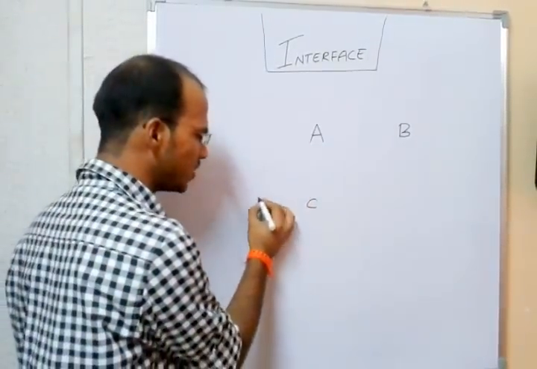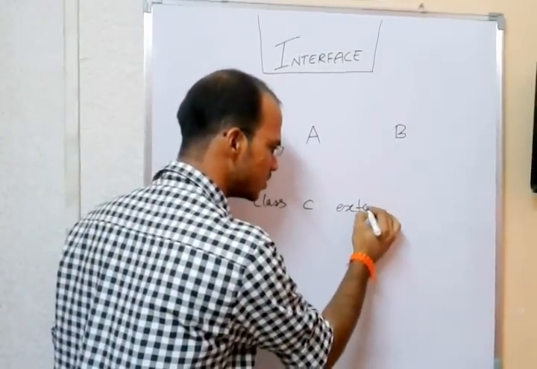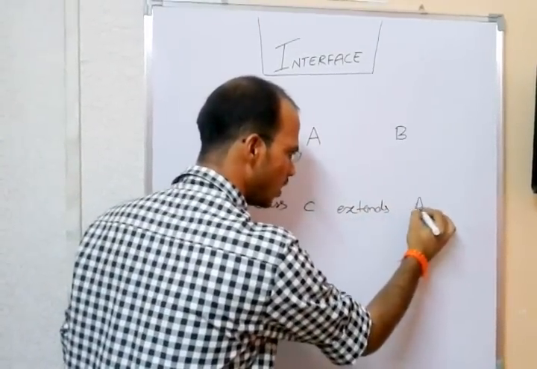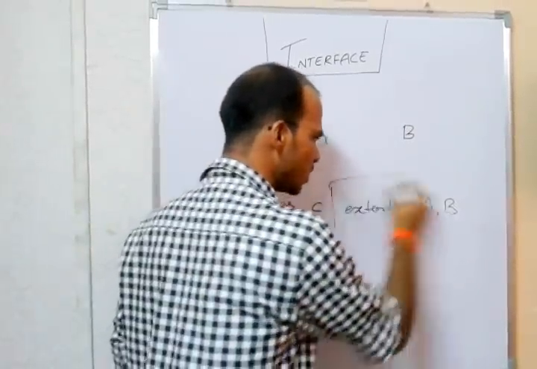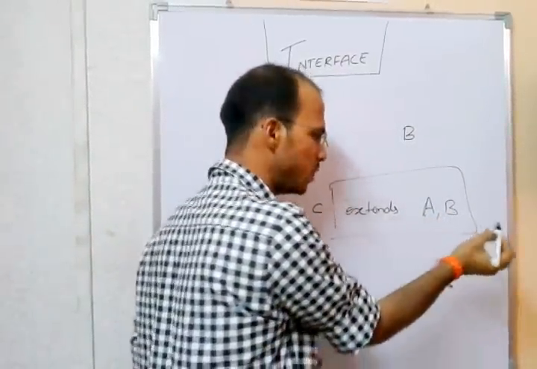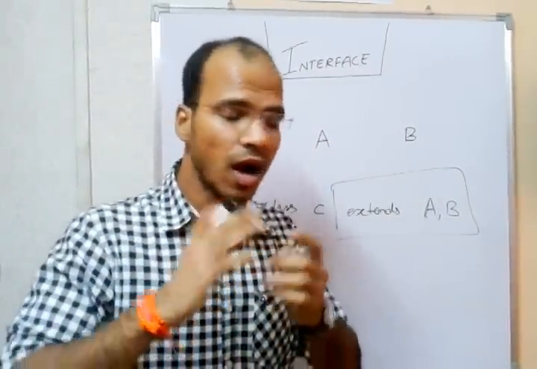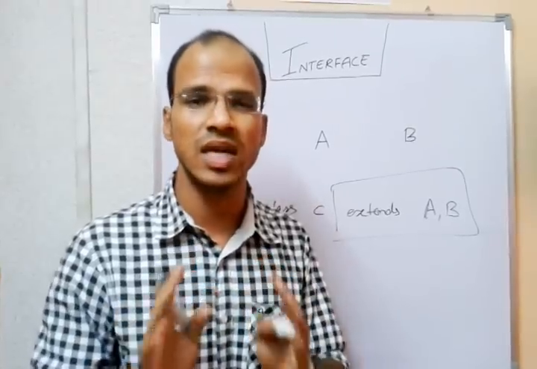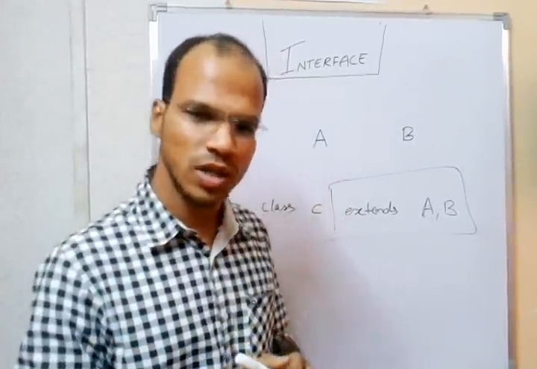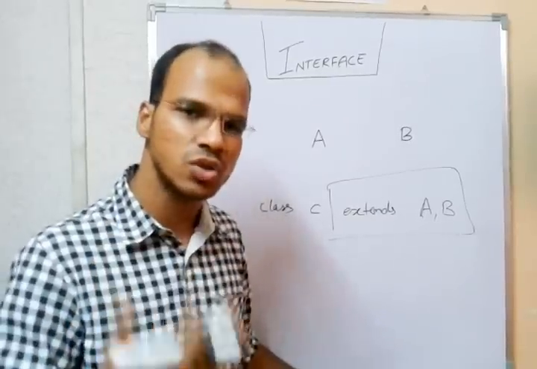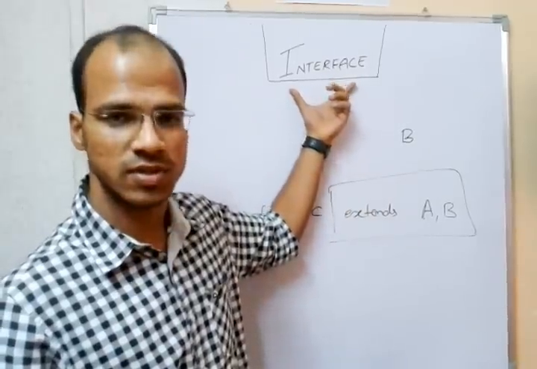That means you will create a class C. This will extend A and B. The problem is that when A is a class and B is a class, this is called multiple inheritance, and unfortunately Java doesn't support multiple inheritance. So in order for Java to support multiple inheritance, we have to use interfaces.